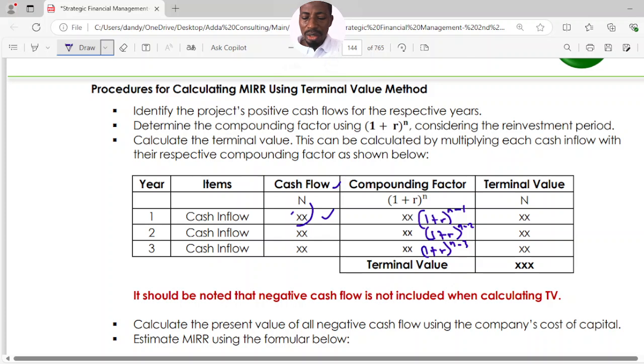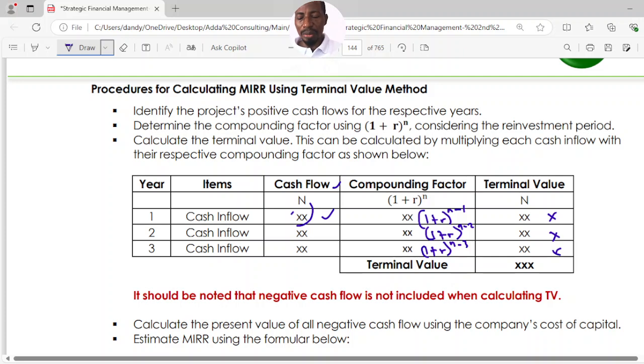Then in your calculator, you are going to start from the compounding factor. Say for example, the cost of capital or reinvestment rate is 10%. I will say 1.1 raised to power 3 minus 1, equal. I will get my answer in the calculator. The answer you have in your calculator, just use it to multiply the cash flow. Then you come and post. That's the terminal value. You do the same thing for year 2. You do it for year 3. You add everything together. That will give you the terminal value.